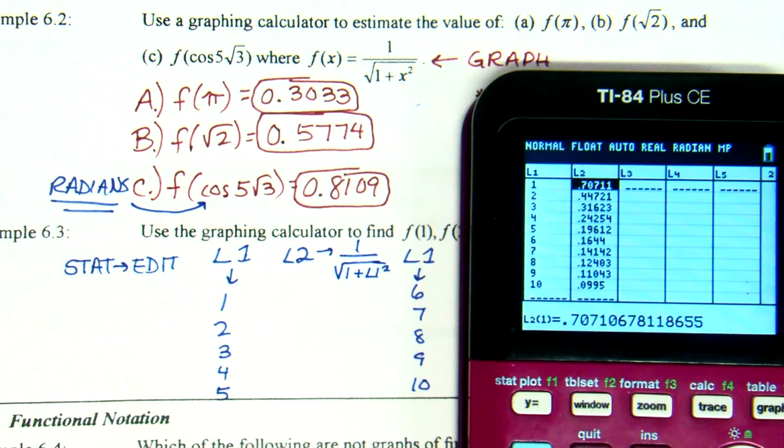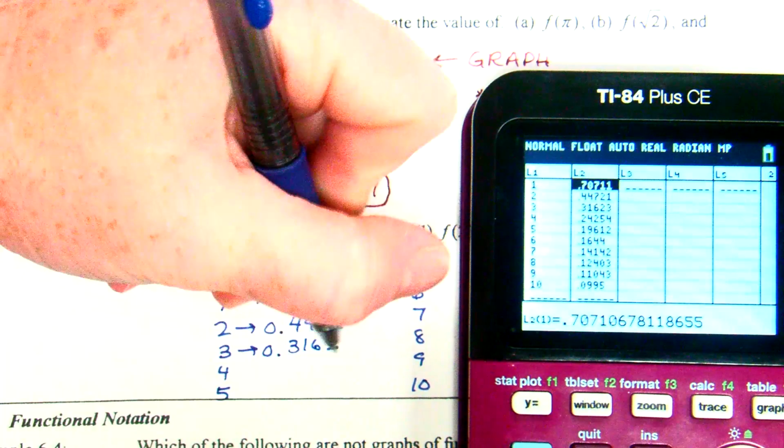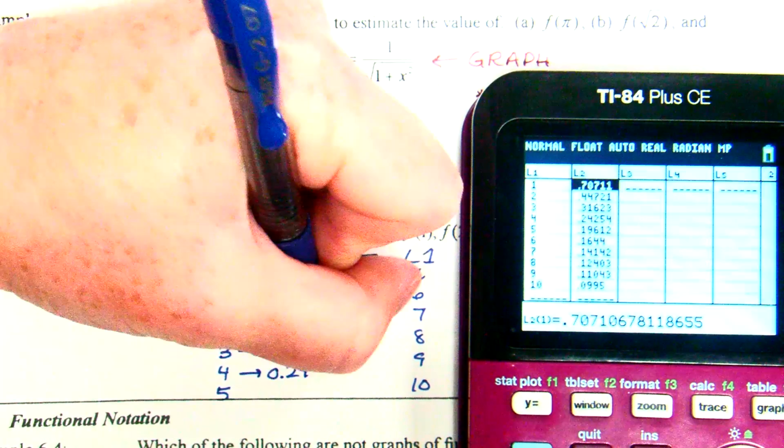And so when x is 1, y is 0.7071. When x is 2, y is 0.4472. When x is 3, 0.3162. When x is 4, 0.2425. When x is 5, 0.1961.